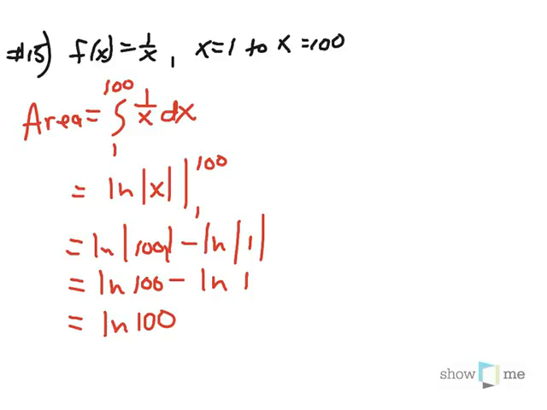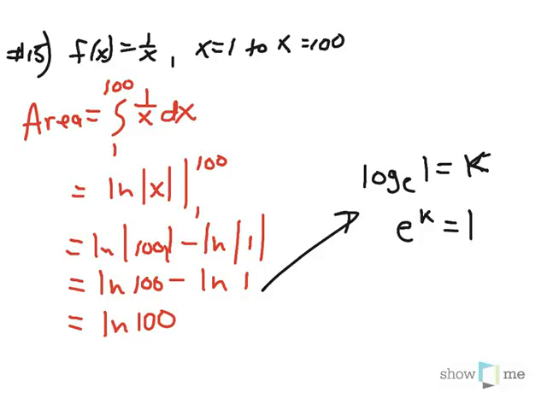The reason is, this is the same as saying log base e of 1 equals something, such as k, we'll say. Translating this into not logarithmic form, but exponential form, it would be e to the k equals 1. E to what exponent is 1? That's 0, of course. That's why this is minus 0. And then that gives us natural log of 100. It's area, so it's square units.